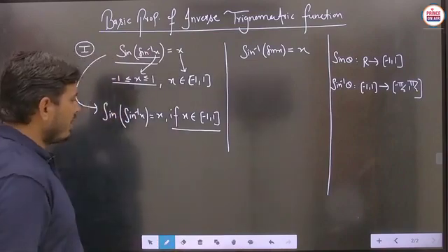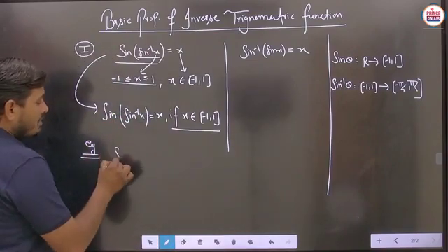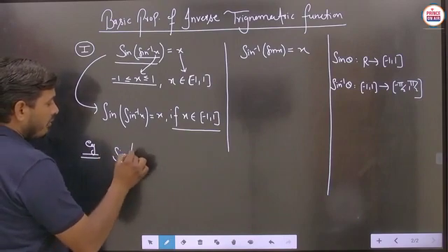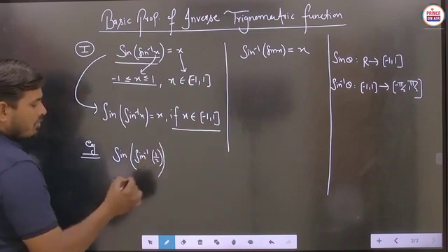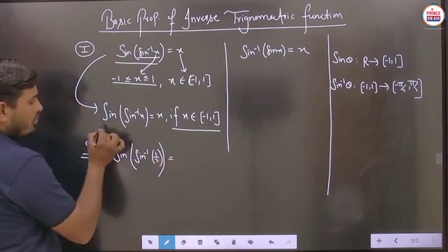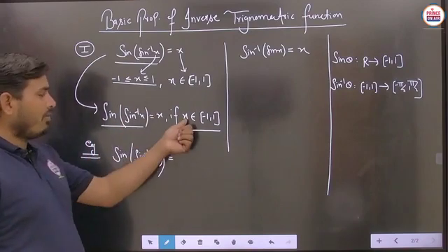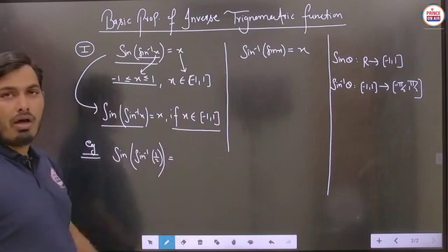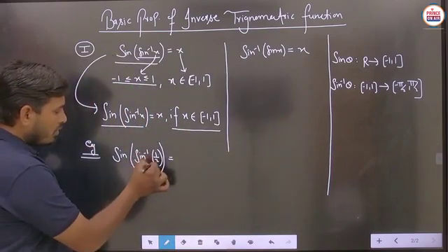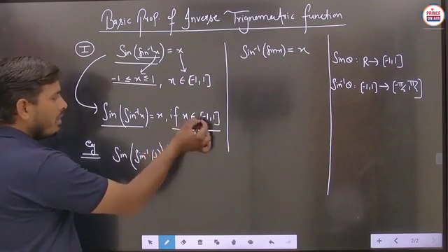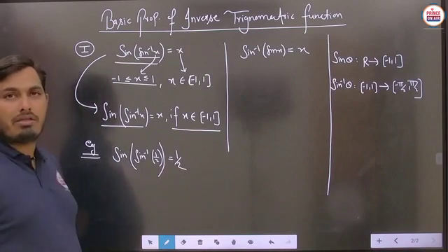Suppose we take a suitable example to understand this property in a better way. Suppose anyone asks for the answer of sine of sine inverse 1 by 2, then what should the answer be? Definitely, student, this answer should be x, because according to this property this will be written as x, but only when x belongs to minus 1 to plus 1. So we have to check this value 1 by 2. Definitely 1 by 2 lies in this region. So you can say that this particular answer is 1 by 2.